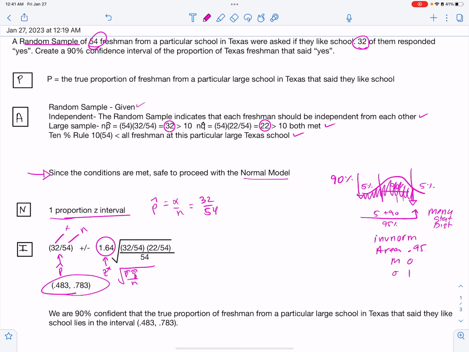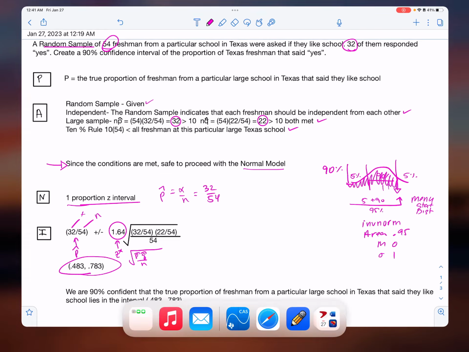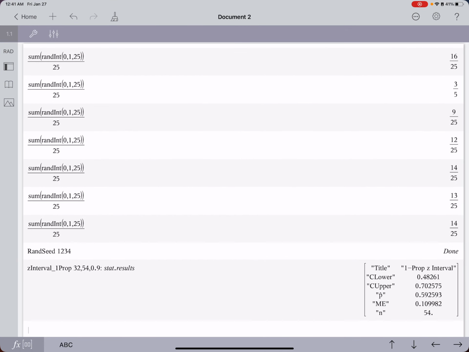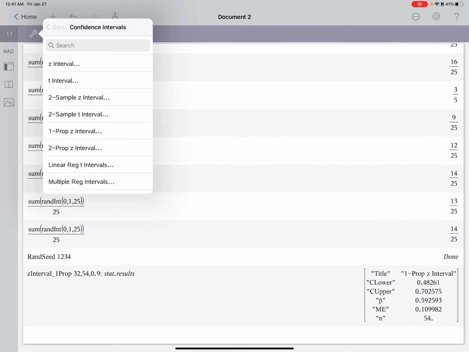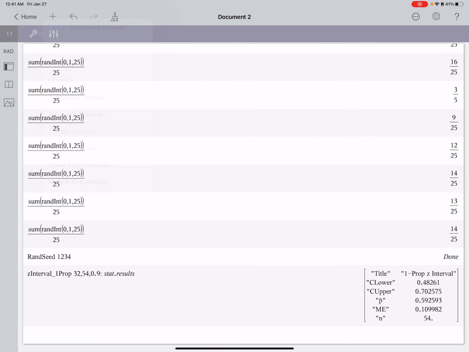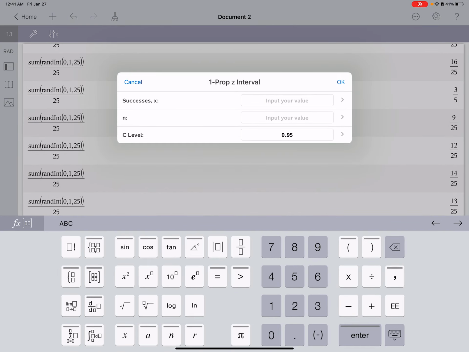All right, this here is what I got from my calculator. I'm just going to show you really fast how to get there on the calculator. You're going to have to go to Menu, Stat, Confidence Interval. This is a 1-prop z interval. And you're just going to put 32 successes. That was my x. 54, and then the confidence level is 90%.